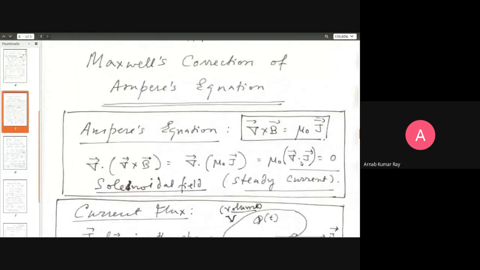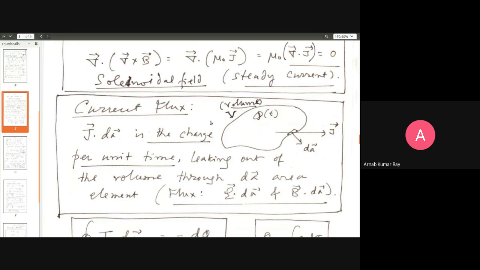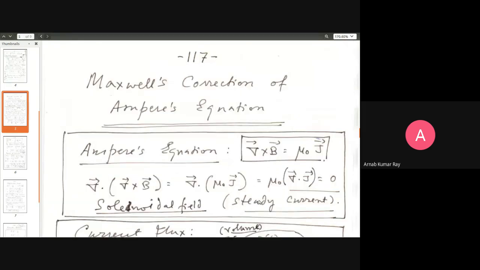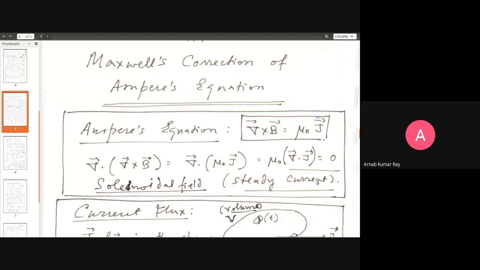There's no derivation going on here. Ampere's equation will say that divergence of J is equal to 0. Fine. Now Maxwell realizes that this is under conditions of steadiness: you have a steady current, divergence of J is equal to 0.